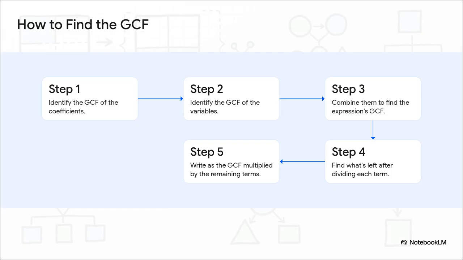First, you look at just the numbers, the coefficients, and find their biggest common factor. Then, you do the exact same thing for the variables. You smash those two together to get your overall GCF for the expression. Then, you basically divide each original term by that GCF to see what's left. And finally, you just write it all out in that nice, clean, factored form. If you follow these steps, you literally can't go wrong.